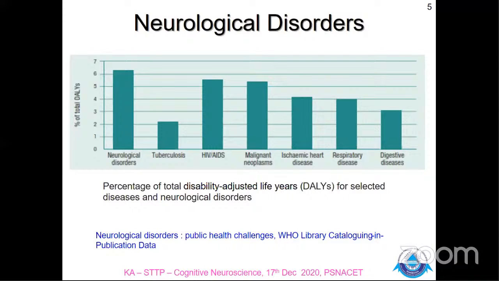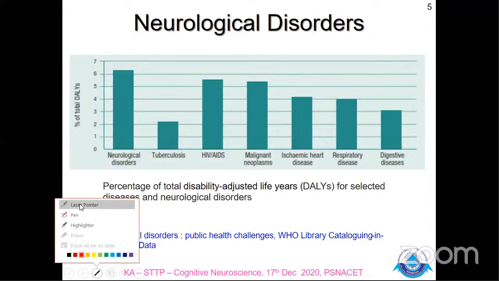Okay, so now we can compare neurological disorders with some other disorders, for example HIV, tuberculosis, diagnostic diseases, respiratory diseases. In daily life, that means disability-adjusted life years. We can take the disability-related figures. What is the comparison of neurological, brain-related disorders with other disorders, such as cardiovascular disorders and respiratory disorders? This graph clearly shows what happened.